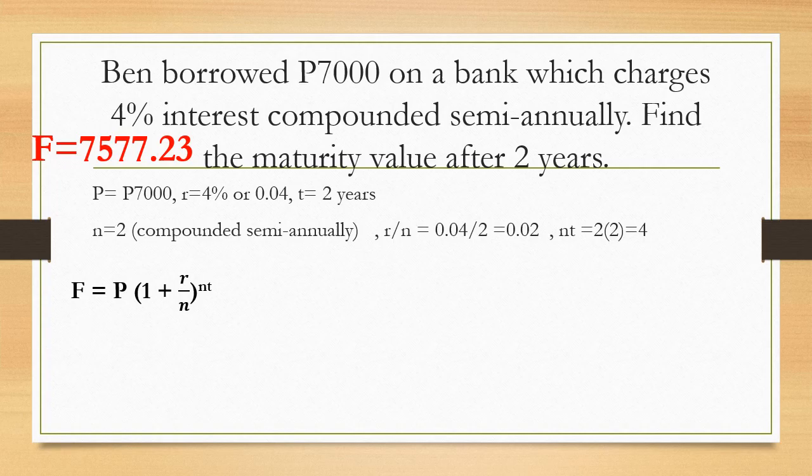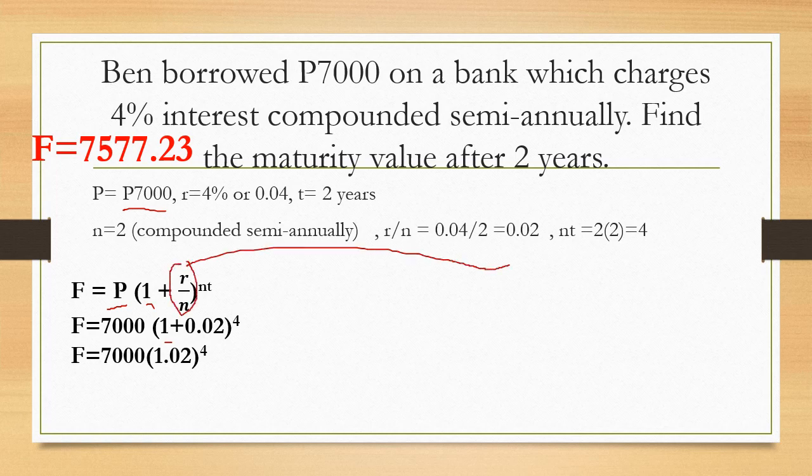So, our formula is F is equal to P times quantity 1 plus R over N raised to N times T. By substitution, we will have P, which is equivalent to 7,000 pesos, 1 plus R over N. So, R over N is this one, 0.02. Okay? Then, NT is this one, 4. So, we will have 7,000 times 1 plus 0.02 raised to 4.